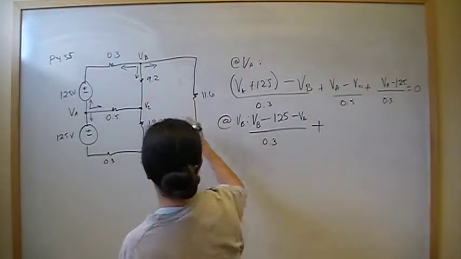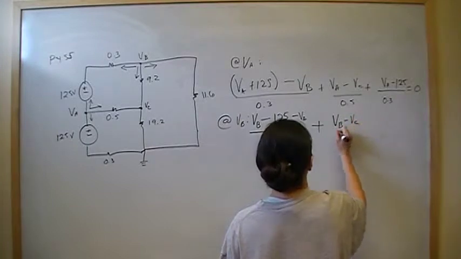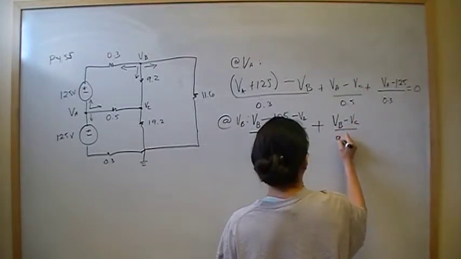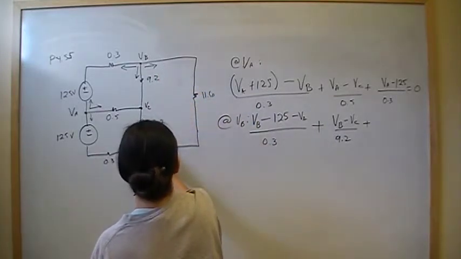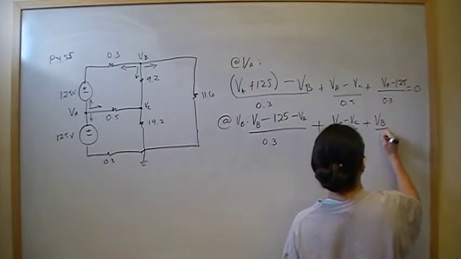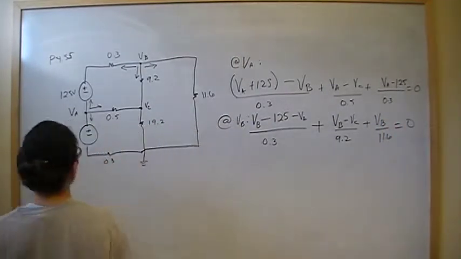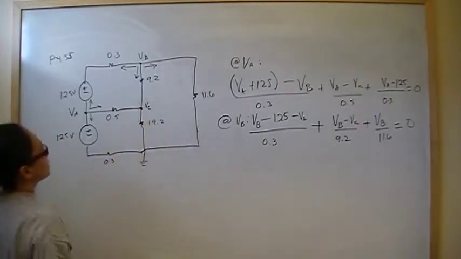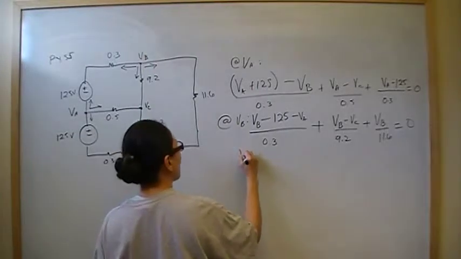Next term is going to be VB minus VC. That's going to be over 9.2. And the third current is going to go straight to the ground node, so VB over 11.6. All that must equal 0. The final node is VC, the node voltage at VC.